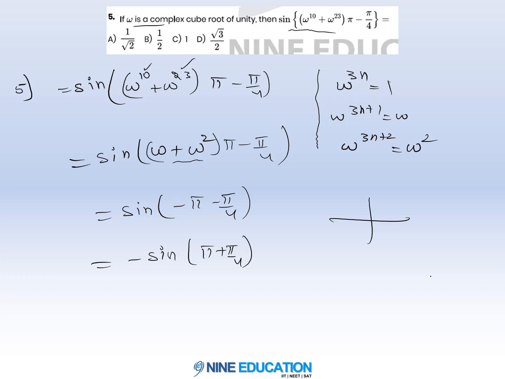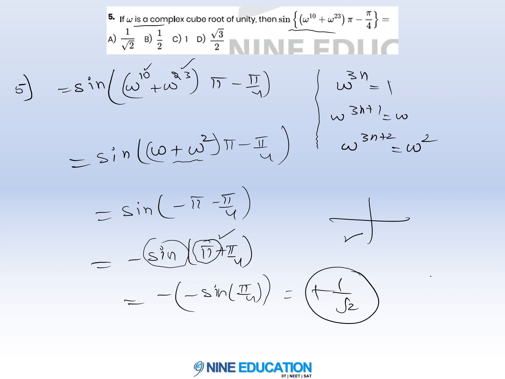And how to simplify this? Pi plus pi by 4 falls in third quadrant where sine is negative, and the angle is an odd multiple of pi, so sine remains sine. So minus of minus sine pi by 4 it is. Minus into minus plus, sine pi by 4 is 1 by root 2. The final answer is 1 by root 2.